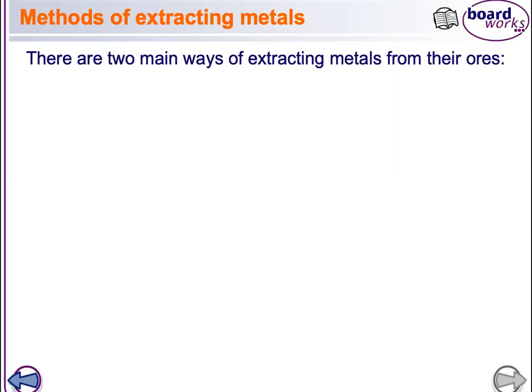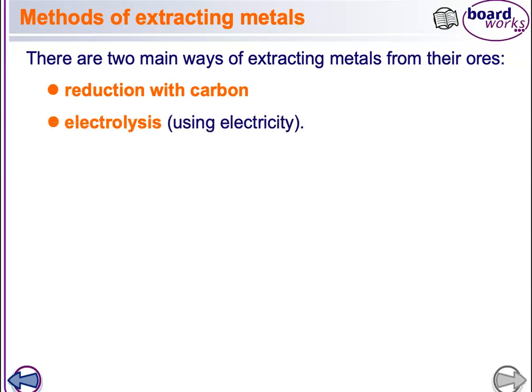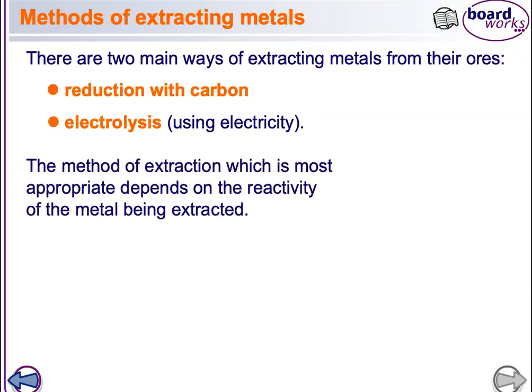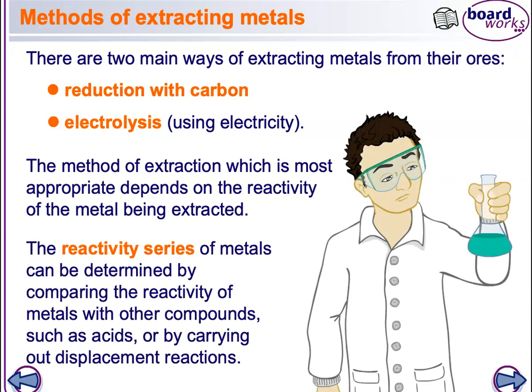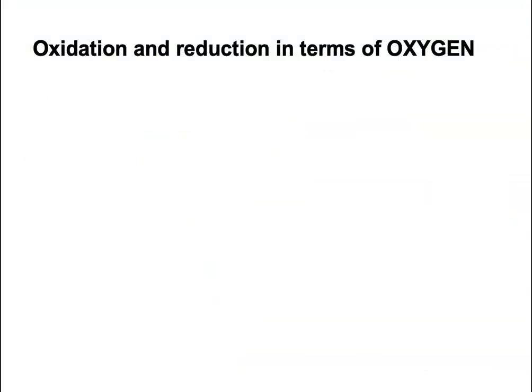Okay, there are two main ways of extracting metals. Number 1, reduction with carbon. Number 2, electrolysis using electricity. Last lesson we looked at reduction with carbon. Today we will focus on extracting metals using electricity, which is known as electrolysis. Electrolysis is used for the most reactive metals. The reactivity series helps us to determine which metals are extracted using carbon and which are extracted using electricity.